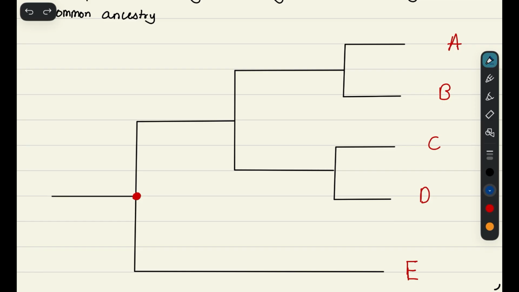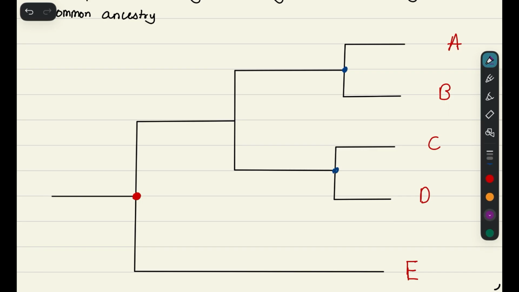What you'll see is which ones are closer together. So every single time you have a branching off, this is a common ancestor. You can see the most recent common ancestor between A and B, and C and D, is happening in the same place. So you can see that A and B are very closely related. C and D are also very closely related because they share a very recent common ancestor.